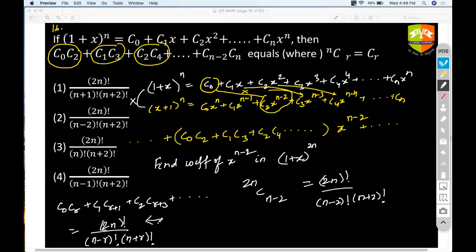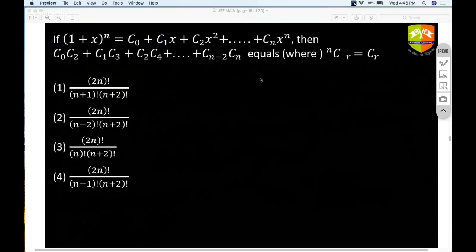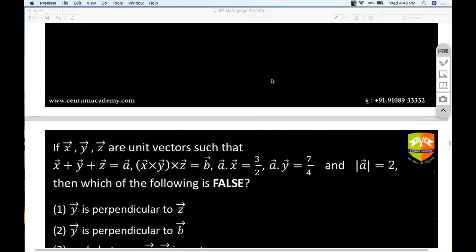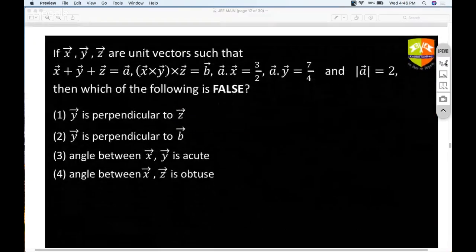So it's very important that you know this so that you can save a lot of time. If you know this, you can do this within 2 seconds. So option number 2 is going to be the right option. Okay, great. We'll now talk about the next question, which is question number 17.